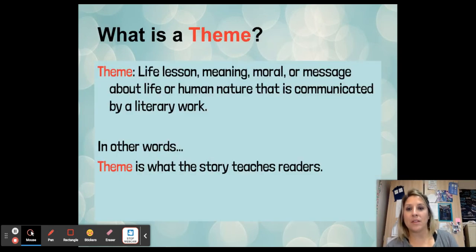So the first thing about theme that we need to know is that theme is a life lesson, it's a meaning. Some relate it to a moral or a message about life or human nature that is communicated by a literary work. So you find themes in fiction, in books and stories, and it usually is through a character's actions, their dialogue, their conflict, and just what they learn through the story. In other words, theme is what the story teaches readers. Okay, you might stop here and fill out your first box in your notes.